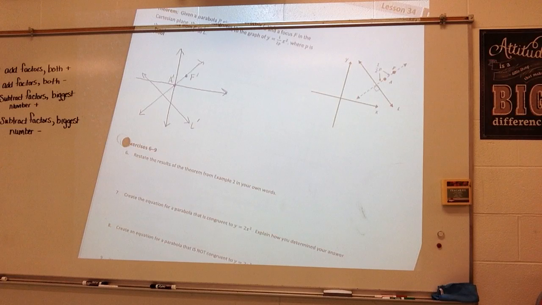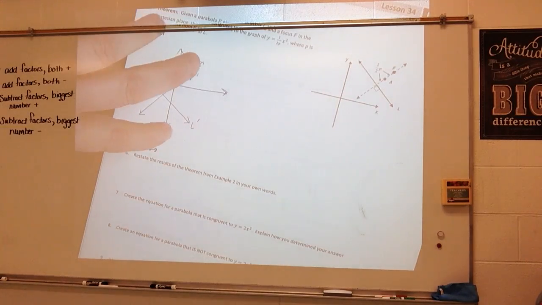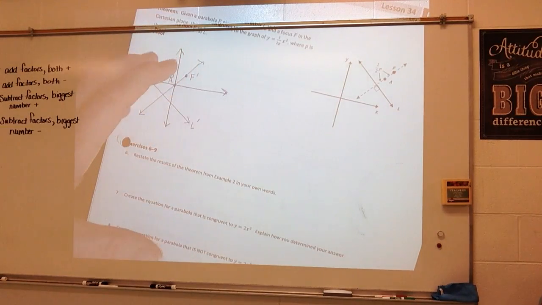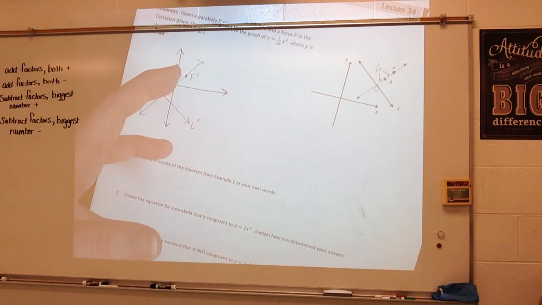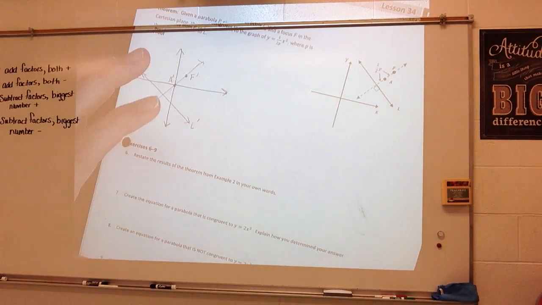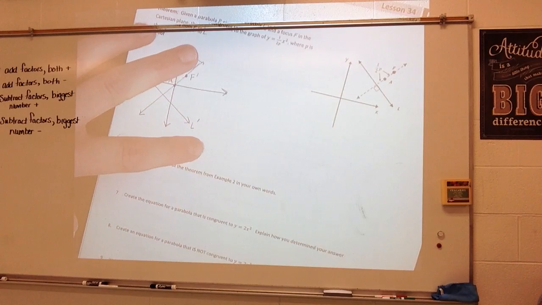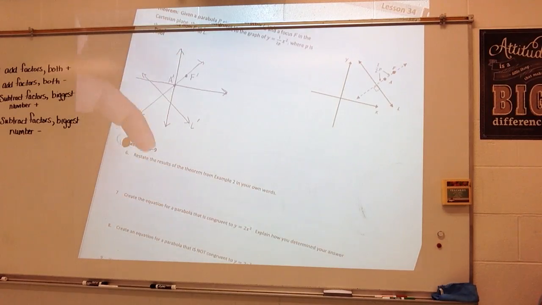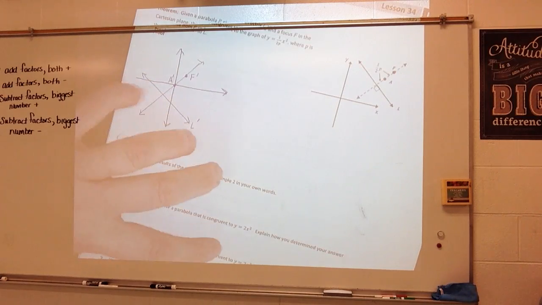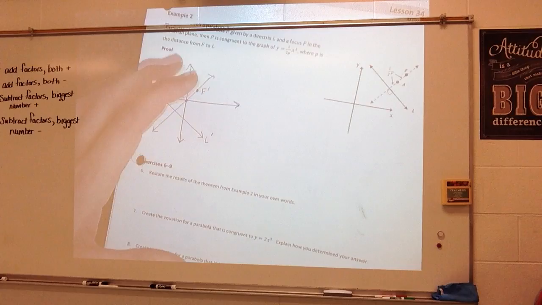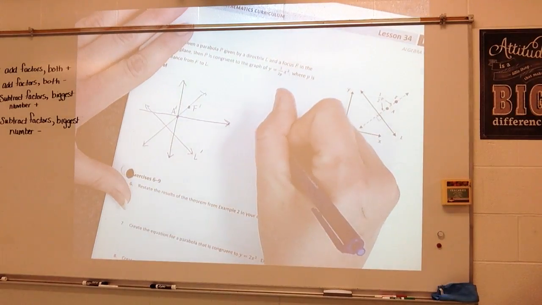Now next I'm going to rotate. I want to rotate my figure so that F is on my y-axis. So I rotate that, and this is what I end up with.